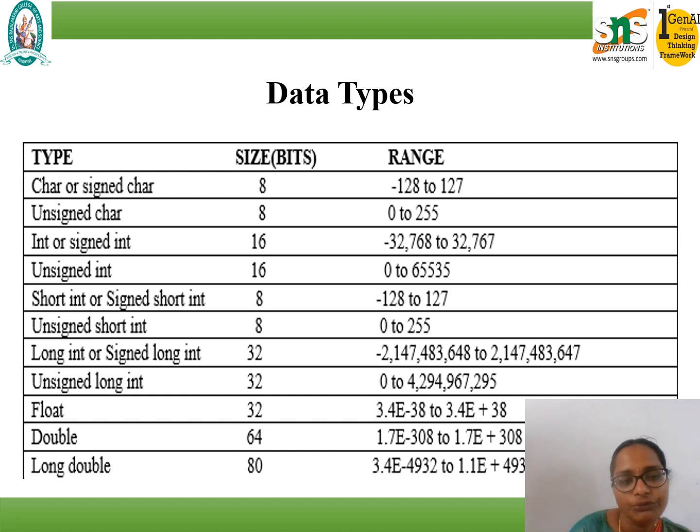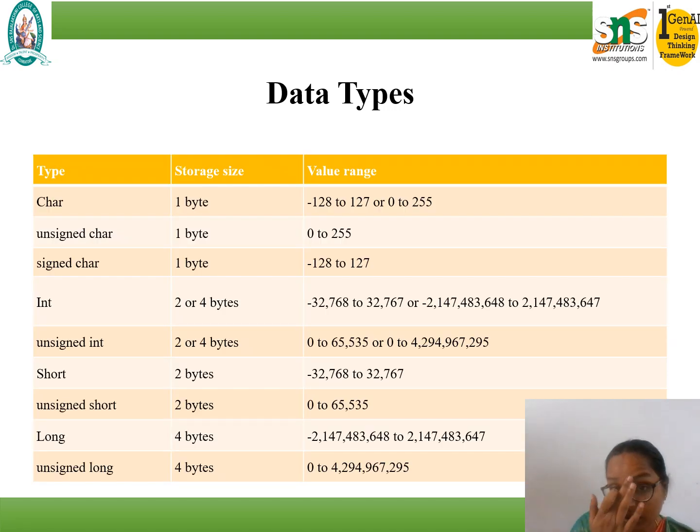Here the size of the data types is represented. Character takes 8 bits, range minus 128 to 127. For integer, 16 bits of information is taken, range minus 32,000 to 32,000. For float, it takes 32 bits. Double takes 64 bits. Long double takes 80 bits. Likewise, the ranges are also different. Here the storage size is given.